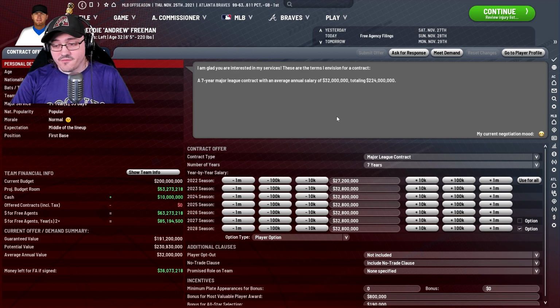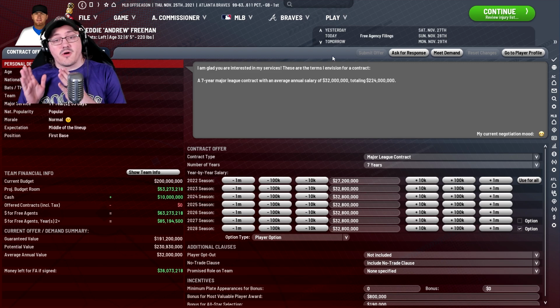Now, Freddie Freeman is demanding a 7-year contract with an annual salary of about $32 million. That's what he's asking for, totaling $224 million. You can see it up here on the top of the screen. That goes into this 7-year figure where it starts at 27 million and ends up at 32.8 for 6 of the 7 years. Now, you can always change these and try to make it a little bit better either for you or for the player.